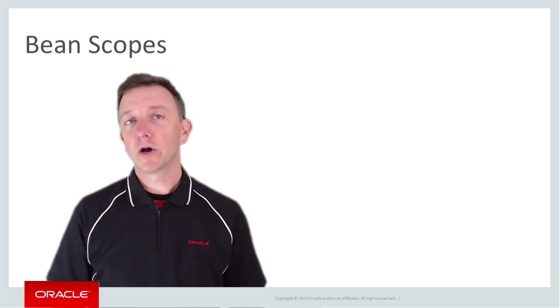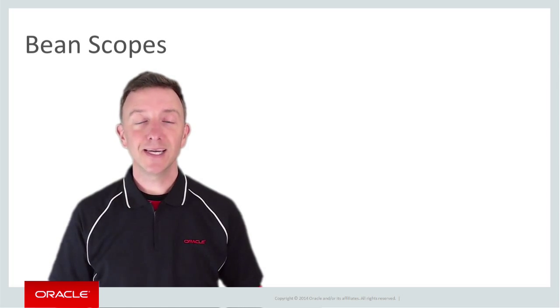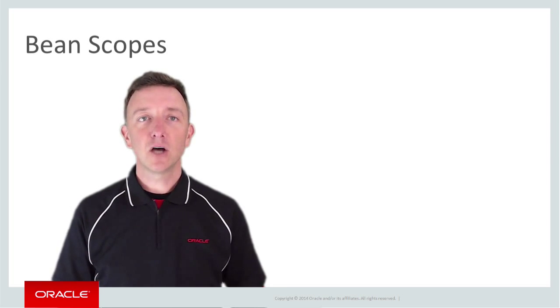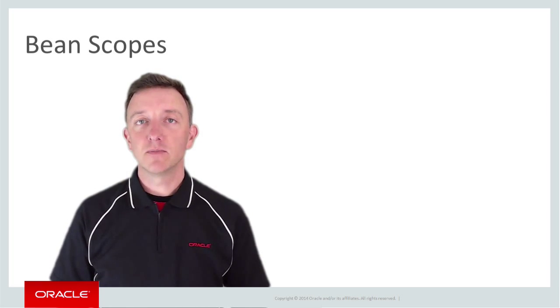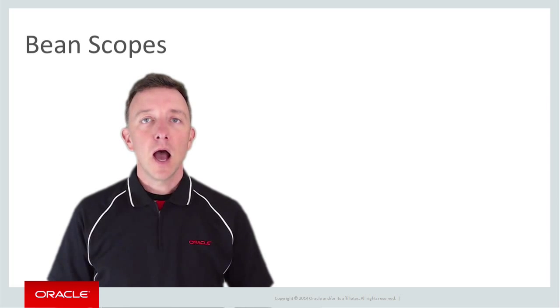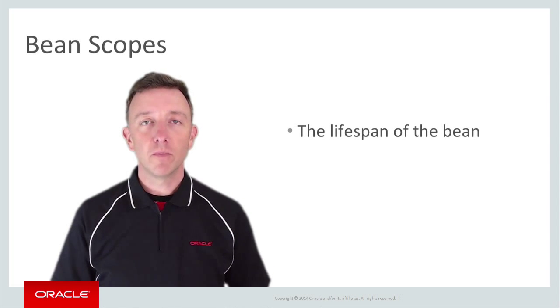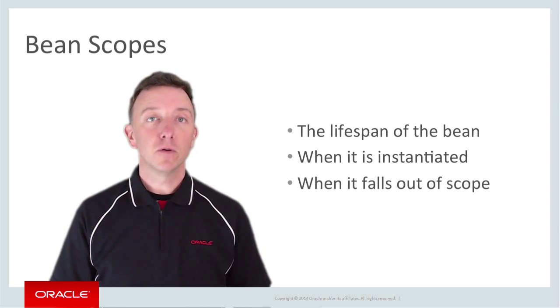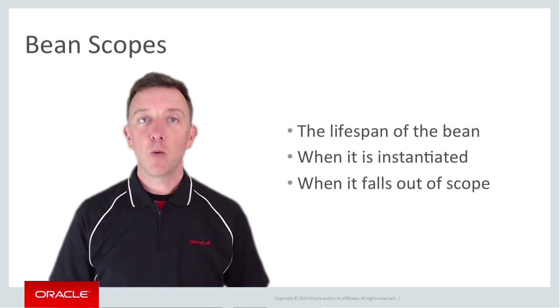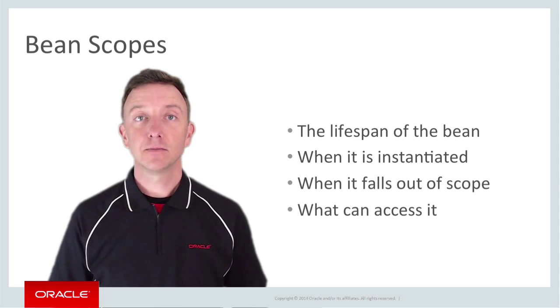As we know, in programming, consuming more memory than necessary isn't desirable, and it's even less desirable on mobile devices where the memory is limited. To combat this, MAF introduces the concept of bean scopes. A bean scope defines the life of a bean, when a bean is instantiated so it can be referenced, when it falls out of scope because it's no longer needed, and what parts of your application can access it.